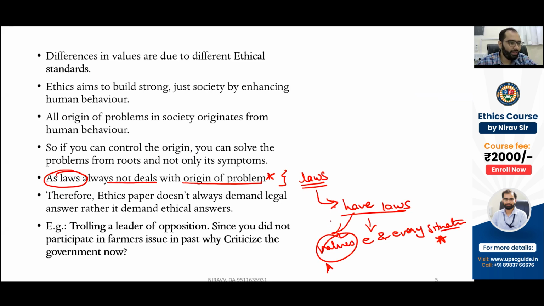how can you control the behavior of a person? How can you control a person from being corrupt? How can you do that?